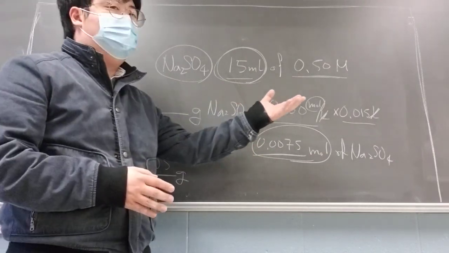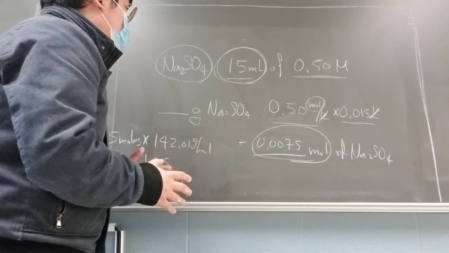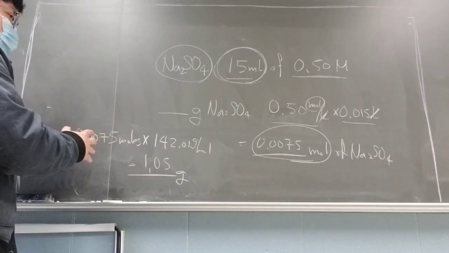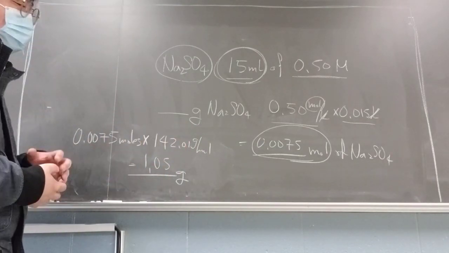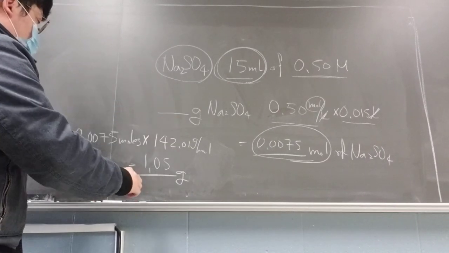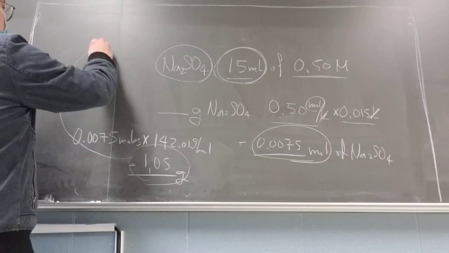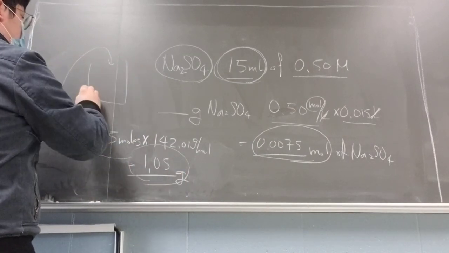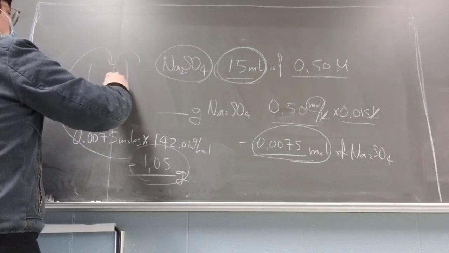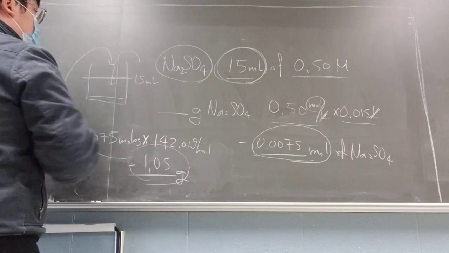So we just tried to get the number of moles of the compounds first, and then we multiply that number by formula weight, so you can actually get the number in grams. So technically, it means whenever you have this many grams of sodium sulfate and put it in the beaker, and then you add water until you get the solution up to 15 mils there.